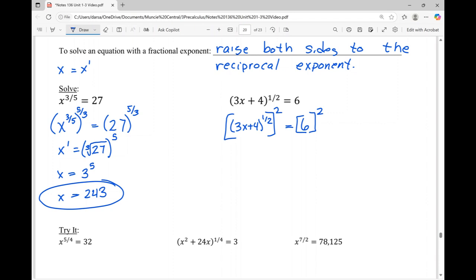The 1/2 times 2 becomes a 1. So we're left with 3x plus 4. And on the right, 6 squared is 36. So 3x is equal to 32. So x here is going to be 32 thirds. Final answer.